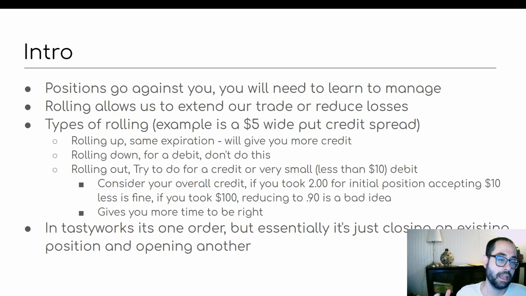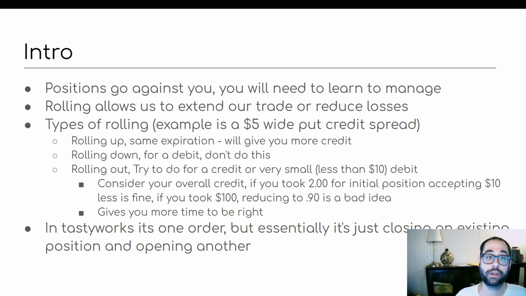So in every broker, it's a little bit different. The better brokers obviously will allow you to do this in one order, and it's very easy. So in Tastyworks, you can click one button and click roll, and then it will come up with your old expiration and then your new expiration. Now, by default, that defaults to rolling out, but you can also roll up or down in that same screen.